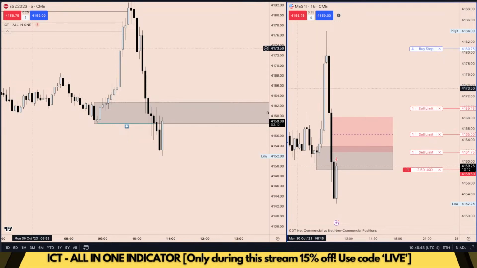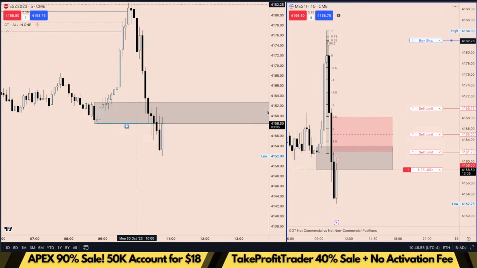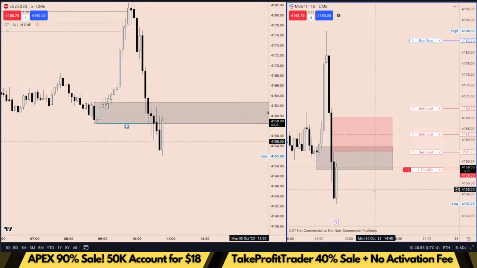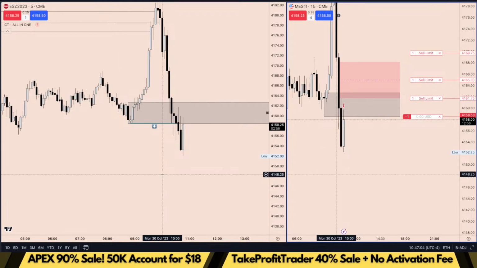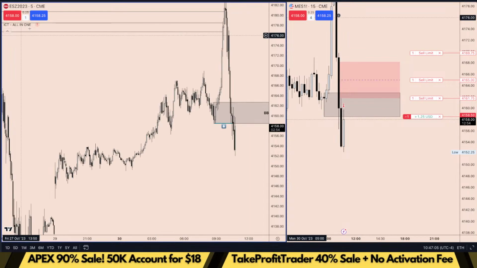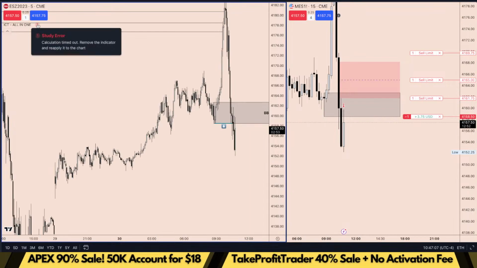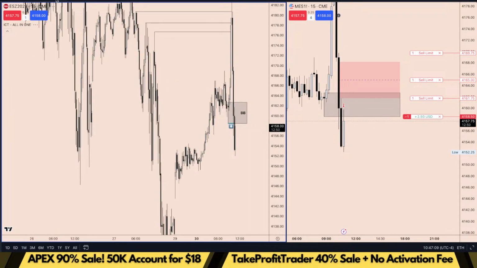Let's measure the consequent encroachment of that wick. And put it just above. It should be fine and protected. And in terms of targets, let's use our main chart here. What's happening? I've timed out because it's so big.